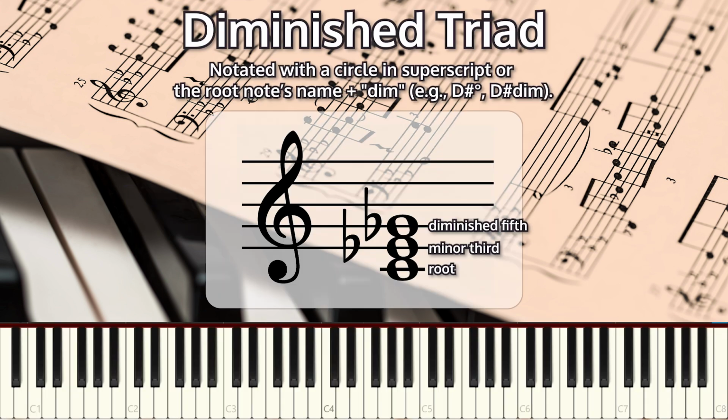Diminished triads are made up of a root, a minor third, and a diminished fifth. Remember, a diminished fifth is enharmonically equivalent to a tritone. If you want to abbreviate a diminished chord, you should use a circle in superscript with the root note's name. There is another abbreviation with the root note's name and the word dim. Of course, you can always use the full-length name.